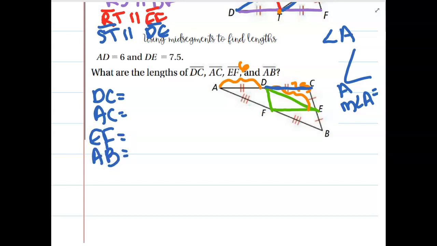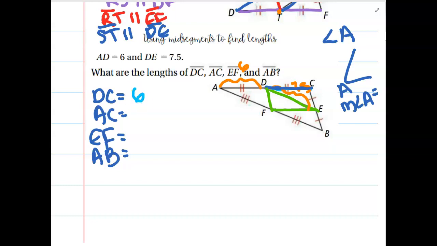Okay, so let's see if we can find these 4. The first one, I want to find DC. Well, I know AD is 6. How is that going to help me find DC? If AD is 6, how will that help me find DC? Because they're marked the same, right? They're both marked with 2 hash marks. So if AD is 6, DC is also 6.